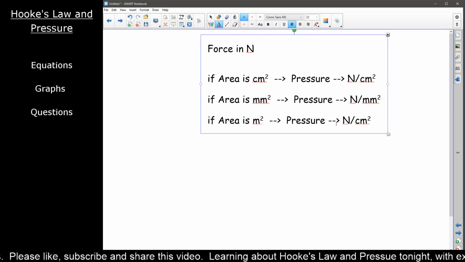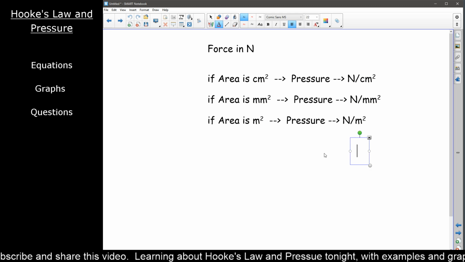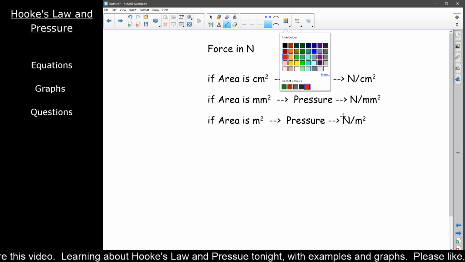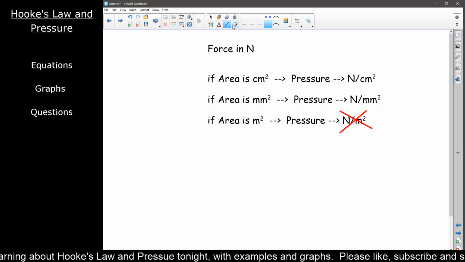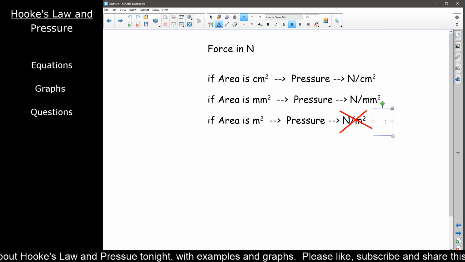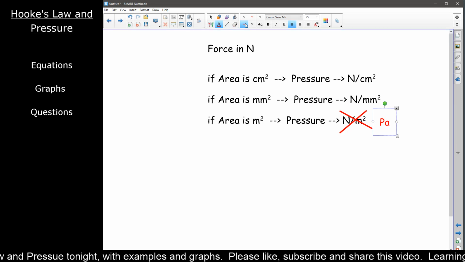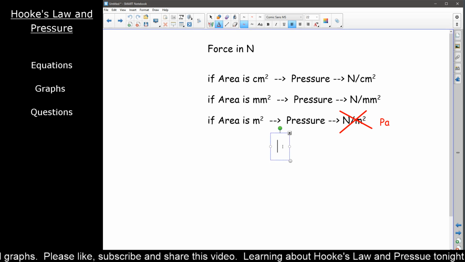If the area is in meters squared, you would expect that this would be newtons per meter squared, but it's not. This is incorrect. It's bad form. Not mathematically incorrect, it's mathematically spot on, but we don't use newtons per meter squared. We use a different unit. We call this the Pascal, Pa. Once again, if you discover something, you get to name it. So therefore, newtons per meter squared is given as the Pascal.